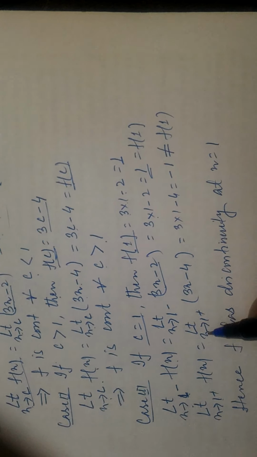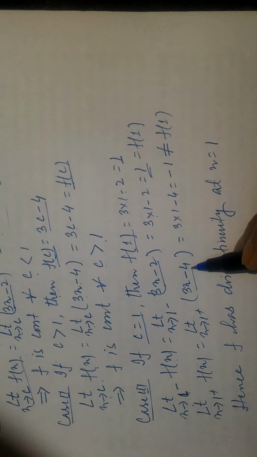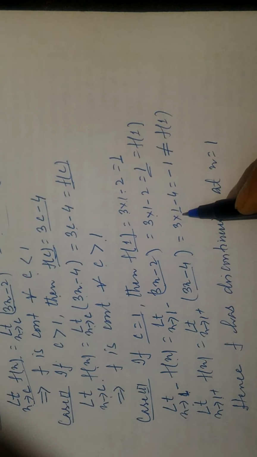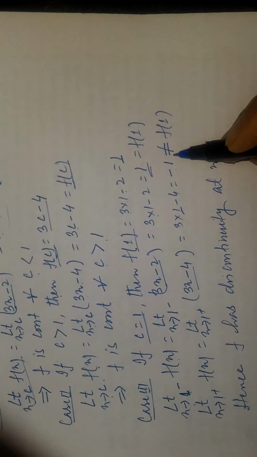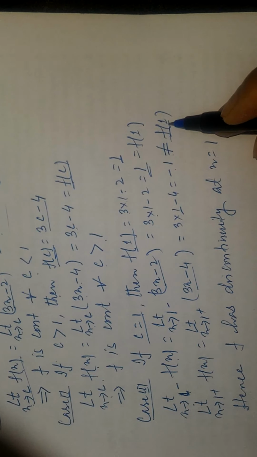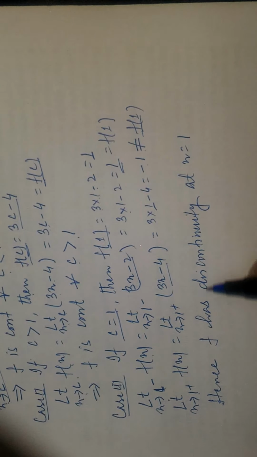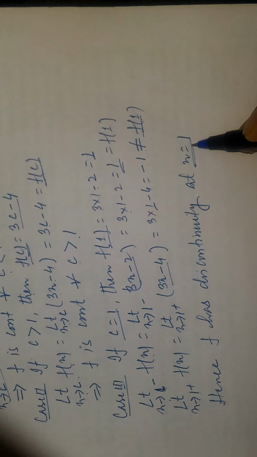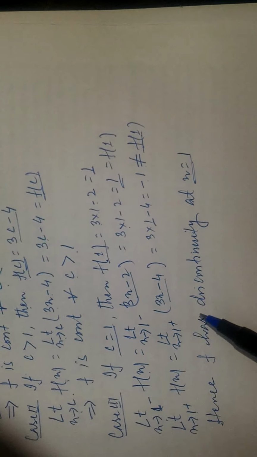The right hand limit is the limit as x tends to 1 plus, and it is 3x minus 4. The function is defined for the right hand as 3x minus 4. Substituting the value of x as 1, we get minus 1. We find that it is not equal to f of 1. So we can conclude that it has a discontinuity at x equal to 1. For all other points the function is continuous, and it is thus discontinuous at x equal to 1.